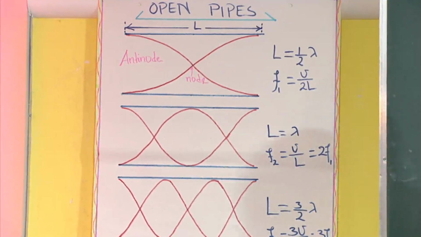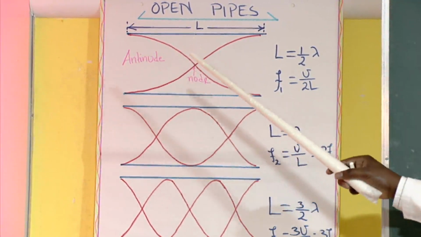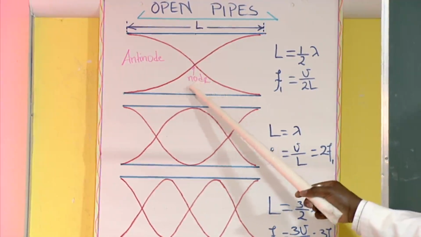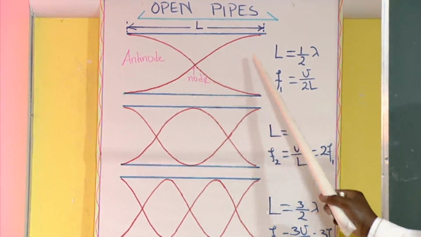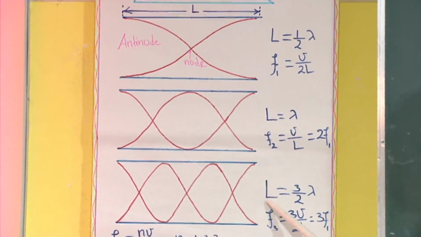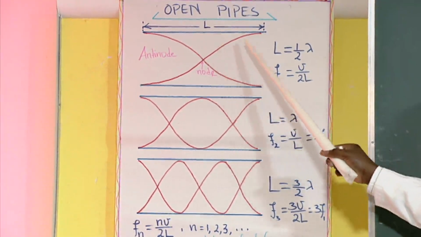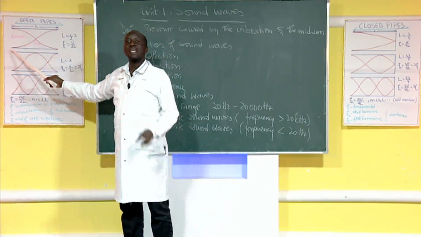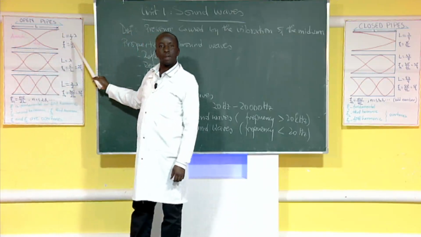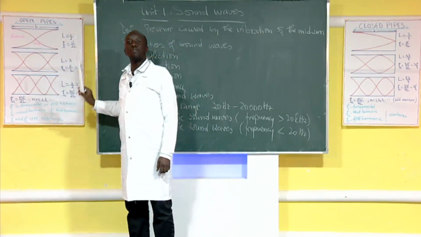In the open pipe, as you see, we have the formation of antinodes and nodes, and this is for the first mode, the second one, and the third one. Now, here we have the length of the pipe, and as you see, it is open at both ends. You see the length? The length is equal to half of the wavelength.